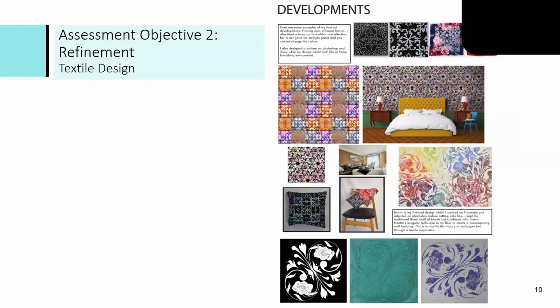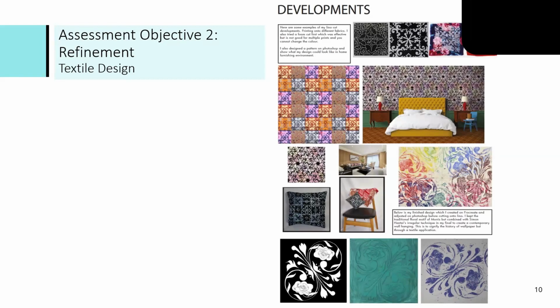For assessment objective 2, when refining work, this candidate demonstrates a fully emerging competent ability to experiment with a variety of media, techniques and processes. This would give the candidate a mark of 9 in Mark Band 3, emerging competent.